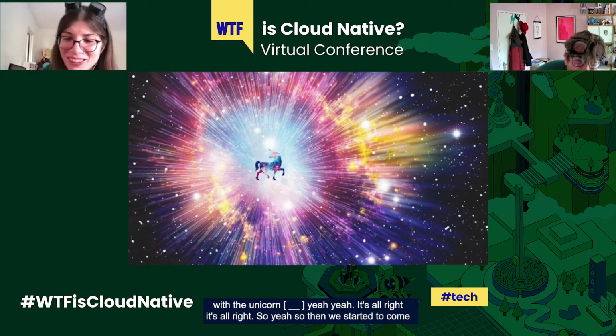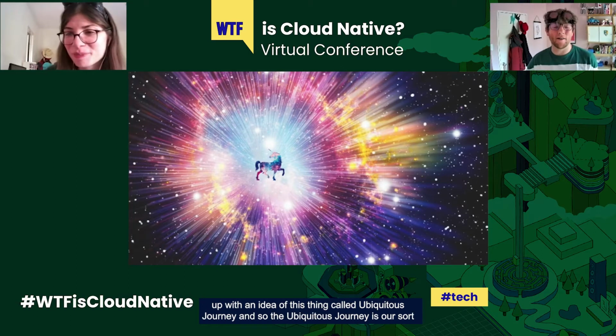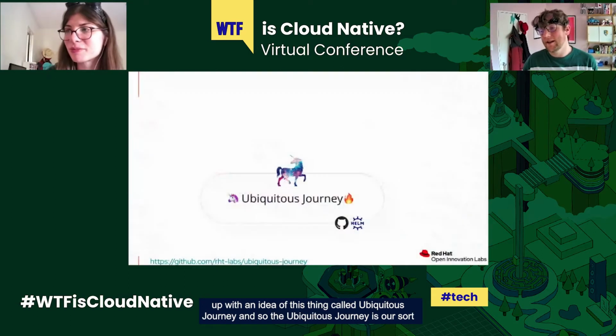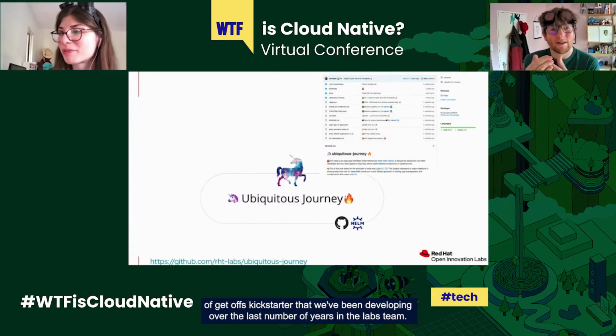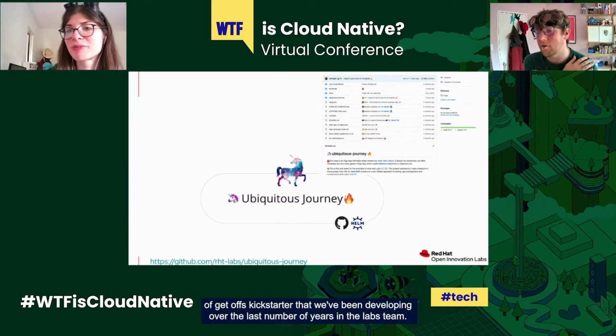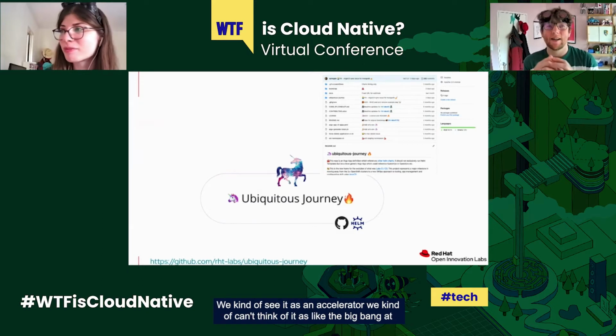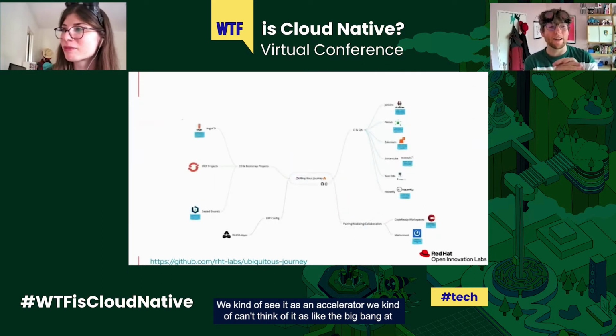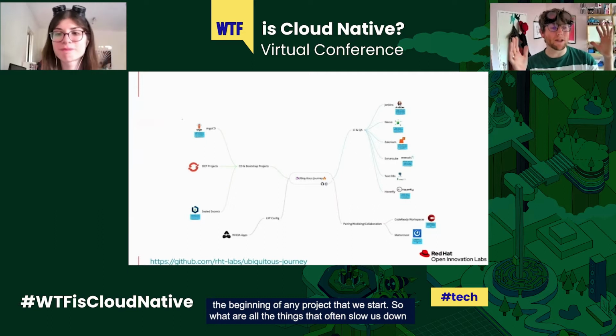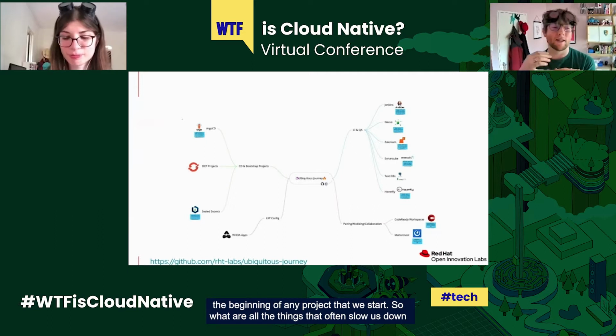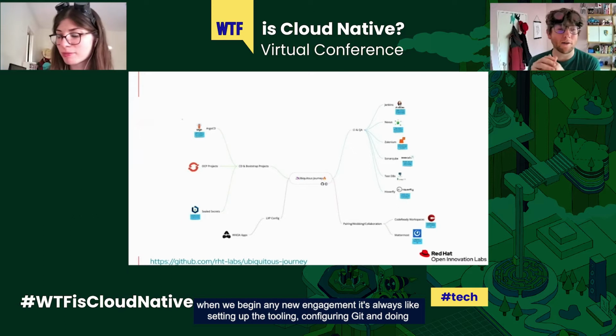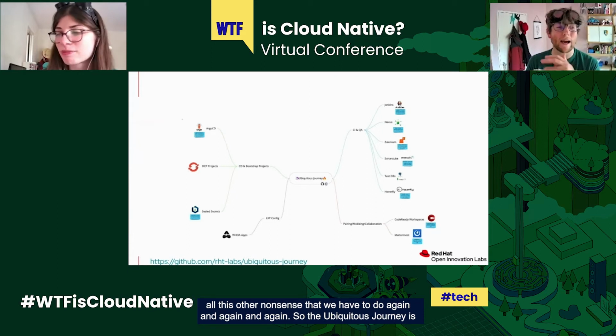Yeah. It's all right. So then we started to come up with an idea of this thing called the Ubiquitous Journey. The Ubiquitous Journey is our sort of GitOps Kickstarter that we've been developing over the last number of years in the labs team. We kind of see it as an accelerator, like the big bang at the beginning of any project that we start. So what are all the things that often slow us down when we begin any new engagement? It's always setting up the tooling, configuring Git, and doing all this other nonsense that we have to do again and again and again.